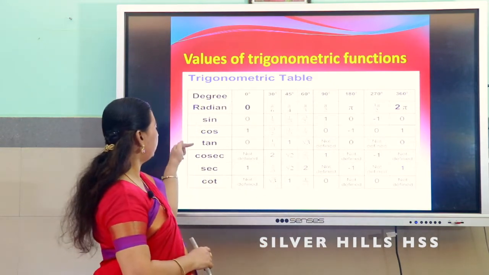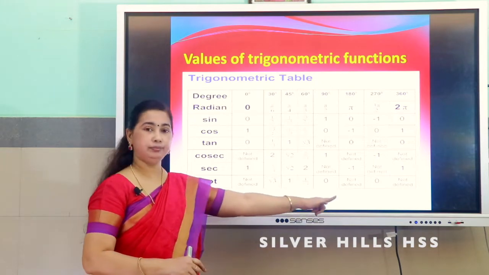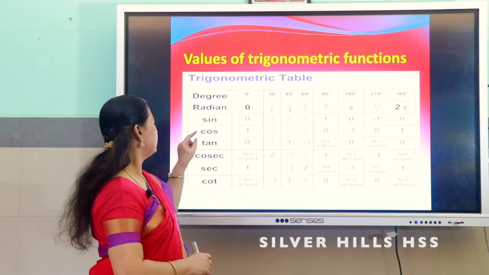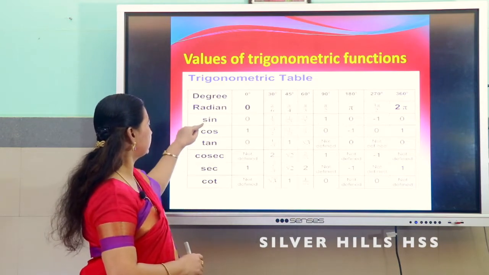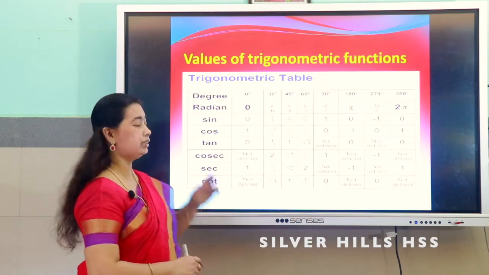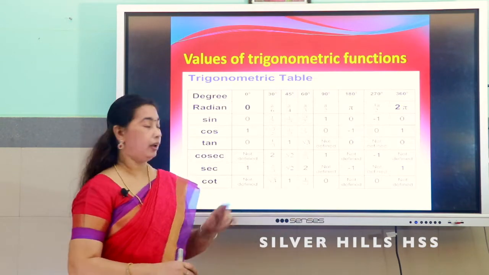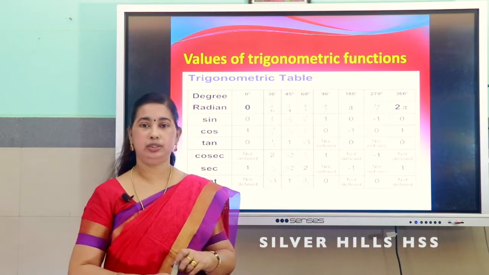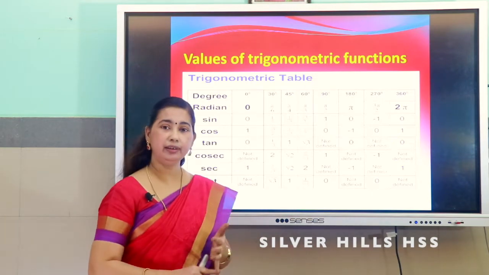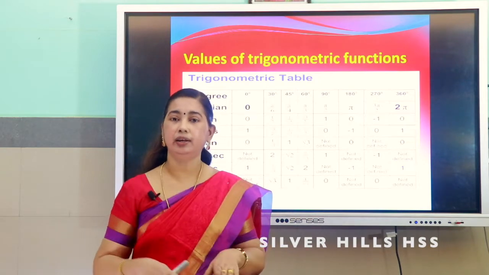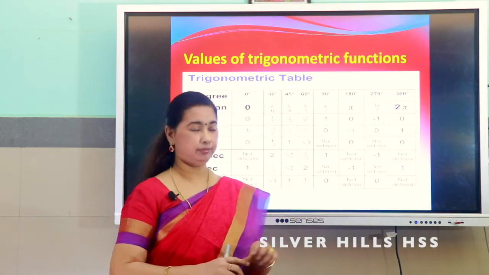And the reciprocal of tan is cot. In the same way, the reciprocal of sine is cosec. All the cosec values will be the reciprocal of sine, and all the sec values will be the reciprocal of cos. So, once we get sine and cos, we can automatically find out the other values very easily.